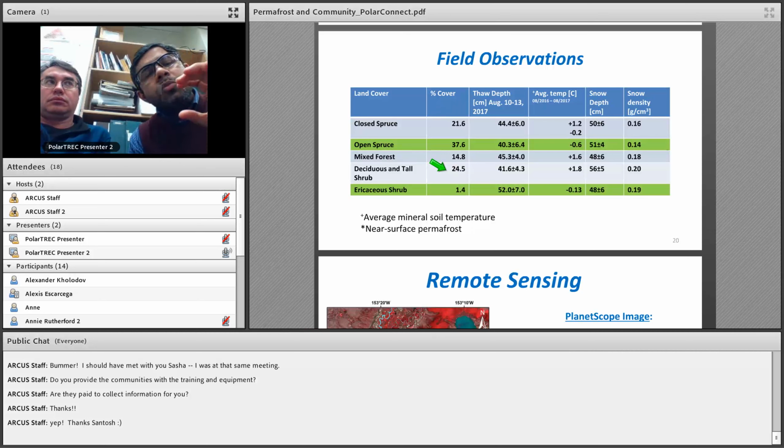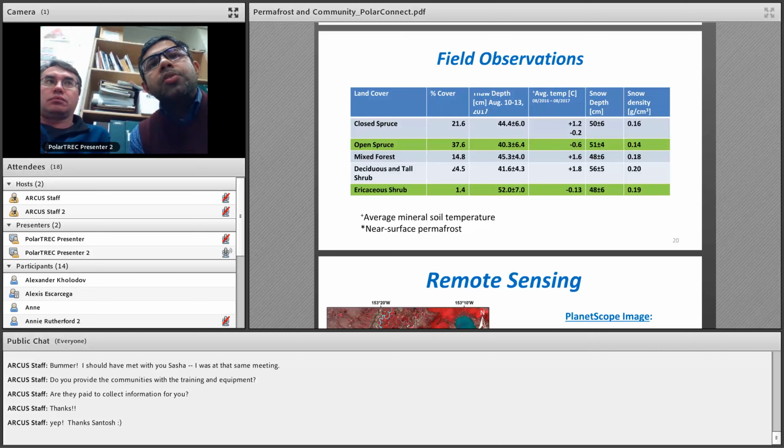In the third column, I'm showing the thaw depth in these different land cover types. This is for the 2017 summer. And in the fourth column, I have temperature. These temperature data are from the stations that we installed, for 1 year. What we see is that open spruce and Ericaceae shrub are the 2 land cover types that tend to have near-surface permafrost, whereas in the closed spruce land cover type, in some areas we do find permafrost, whereas in others we don't. So the permafrost is more patchy in that land cover type. The other 2 land cover types, we don't see any permafrost.